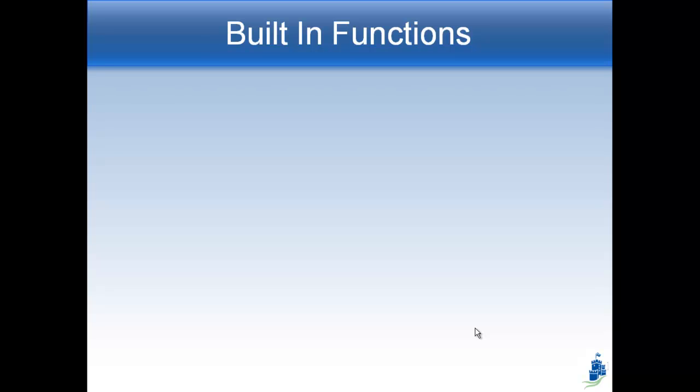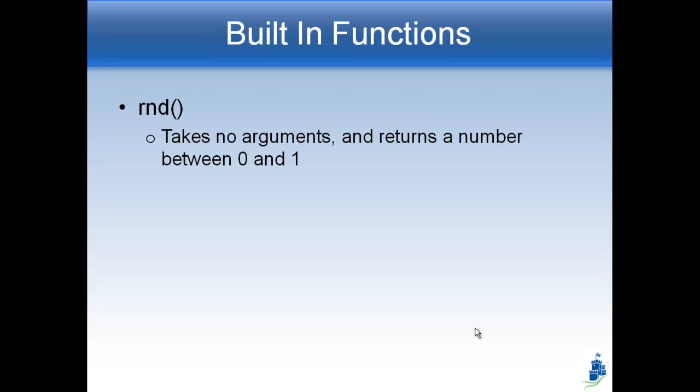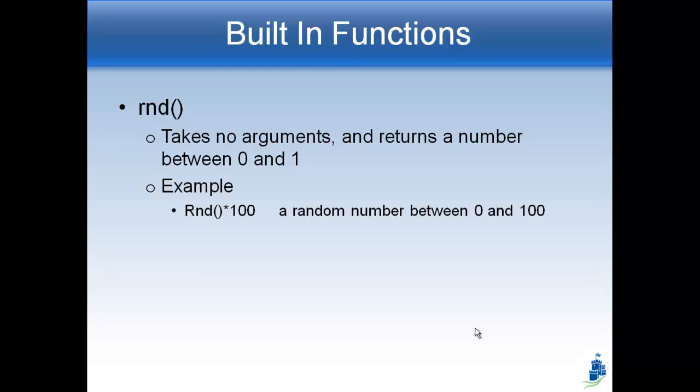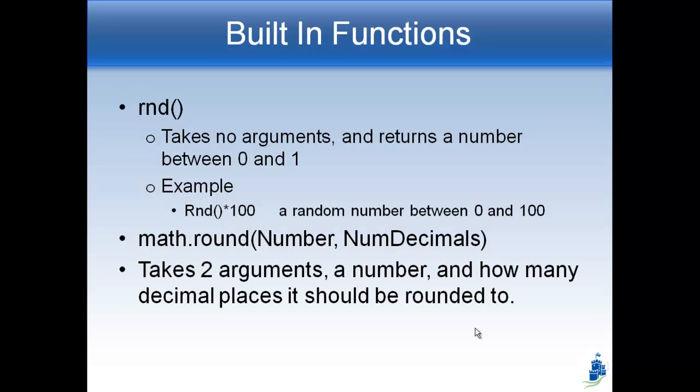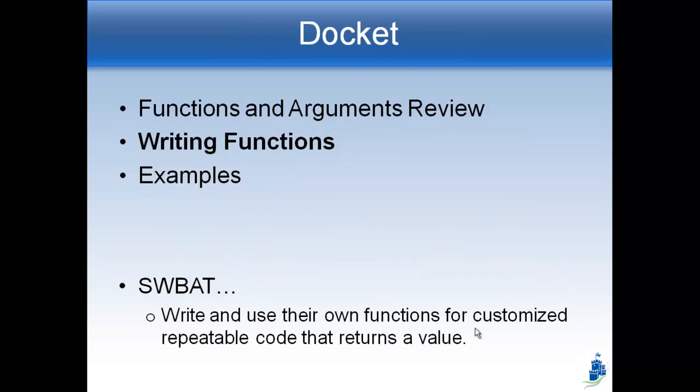And of course, Visual Basic has several built-in functions. We learned about rand, which returns a random number between 0 and 1. And we learned how to multiply that by 100 to give it a number between 0 and 100. And then we said, well, that's nice, but we'd also like to maybe make sure that it's an integer, to round it. And for that, we can use math.round, which is another built-in function. And you just put in the number first, and then the number of decimals that you want after the decimal point. So it has two different arguments, which is interesting. The first argument is the number, and the second is how many decimal points you want to round it to. So for example, you could say math.round of 56.7, comma 0, and that would round that to 57.